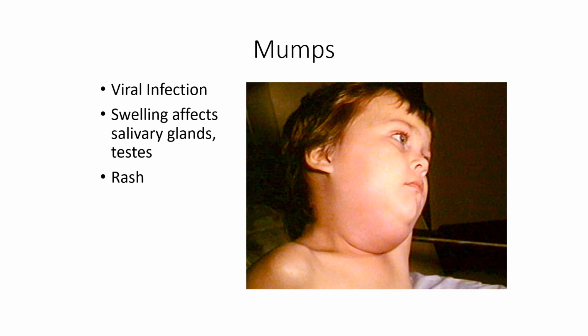Okay, so this is a viral infection called mumps. It can cause swelling in the salivary glands and testes. In fact, it can lead to sterility, especially in males. So we're looking at a rash and swelling in the salivary glands in this image.